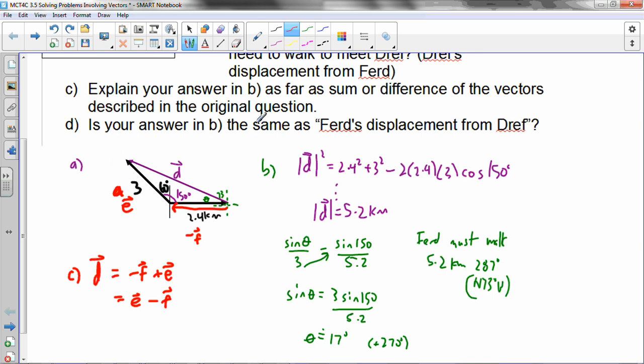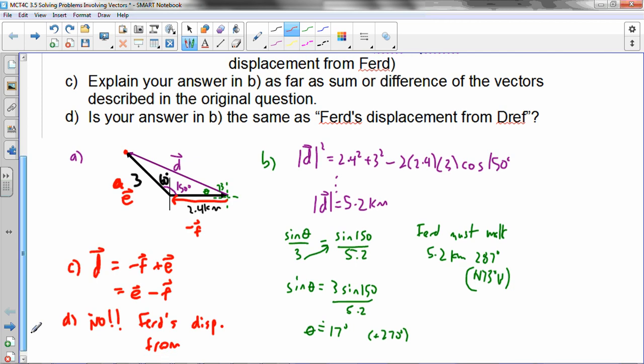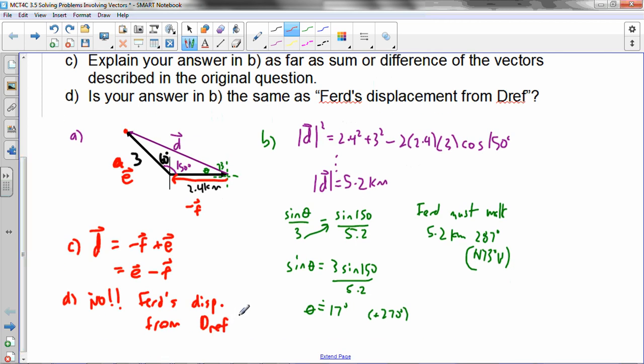Is your answer in B the same as Ferd's displacement from Dreff? Ferd's displacement from Dreff would be, if here's Dreff and here's Ferd, the opposite direction. No, it's not the same. In fact, Ferd's displacement from Dreff would be basically the opposite vector. It's going to be F minus E, isn't it? It's the opposite direction.